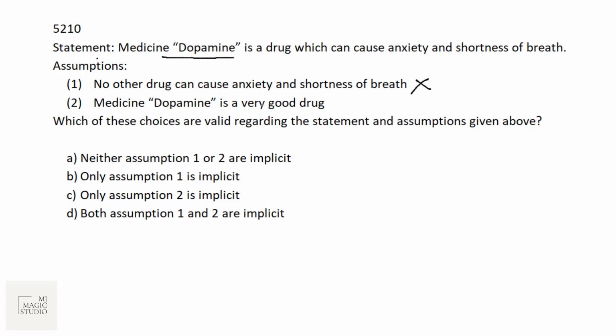Second assumption is medicine dopamine is a very good drug. How can the character of a drug be in the assumption to give this kind of statement that medicine is a drug which can cause anxiety and shortness of breath? Who will assume that it's a very good drug, that's why it is giving anxiety and shortness of breath? Both the assumptions are not implicit. Neither assumption 1 or 2 are implicit. Option A is the pick.